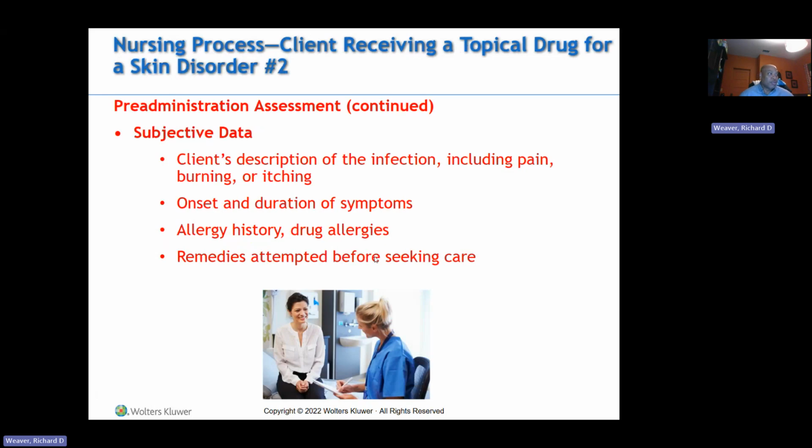Allergic history is also good. Drug allergies, it may prevent us from giving the patient something that could cause some major issues. Remedies attempted before seeking care. What over-the-counter products did this patient seek before coming to your facility?